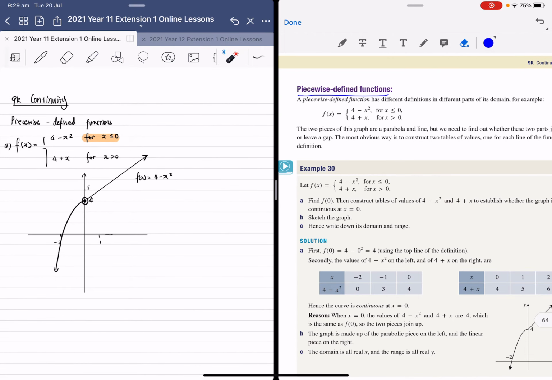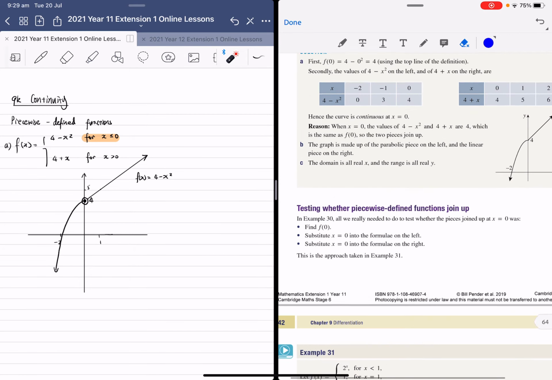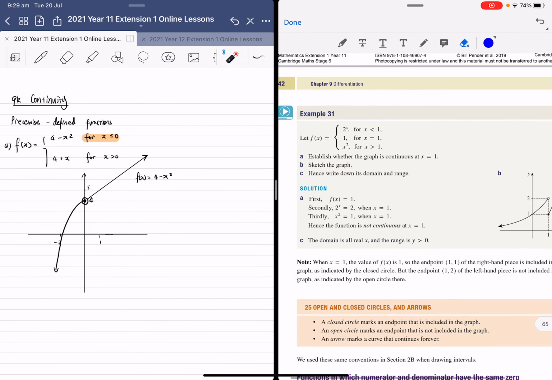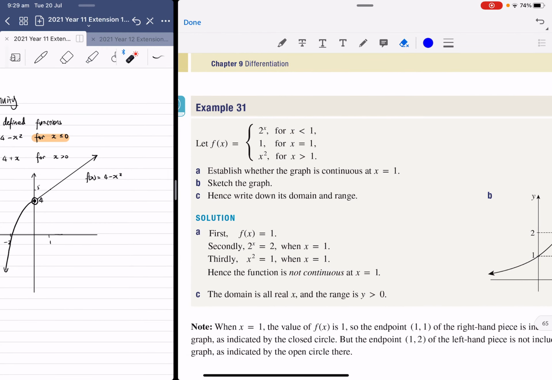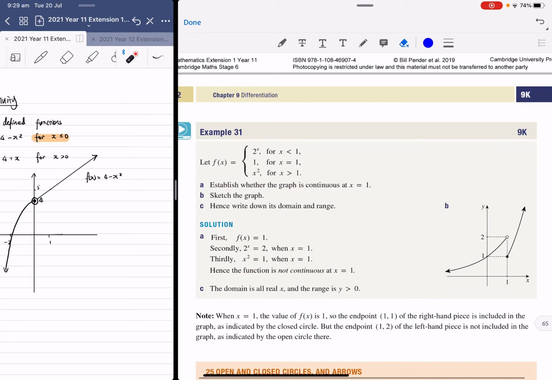Remember, not every piecewise function is a continuous function. You can have a piecewise function that's not continuous at all. Like in the next example here, this is also a piecewise function. However, it is not a continuous function, as you can see. It's broken down into 3 parts. When x is less than 1, you've got an exponential growth function. When x equal to 0, you just have a point. When x equal to 1, you just have a point, which is that point there. And then when x is greater than 1, you've got y equals x squared, which is just a parabola.